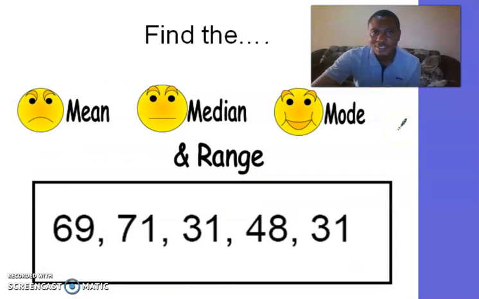This is your assignment. Find the mean, median, mode, and range of 69, 71, 31, 48, and 31. Thank you for being part of this class.